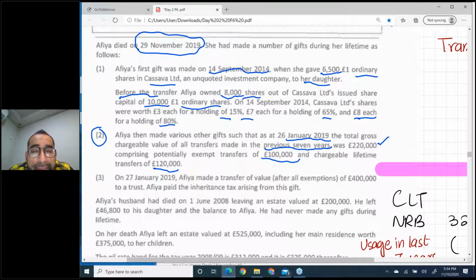Okay, so in the last 7 years they have only computed IHT on 120,000, not 100,000. Okay, so if we need to calculate any IHT on a CLT now, you have to see the last 7 years. So in the last 7 years only 120,000 is chargeable.